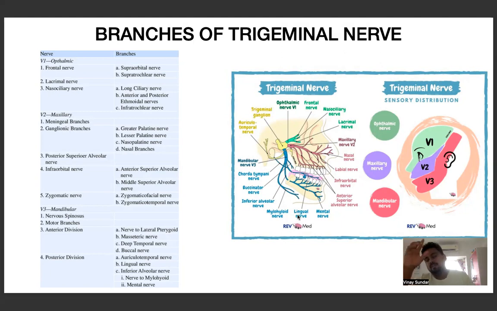So remember, ophthalmic, it's funnel, FNL. For maxillary, meningeal, they're going to the brain. Ganglionic, posterior superior alveolar, infraorbital, zygomatic nerve. So you need to know about maxillary, but more questions are asked towards mandibular nerve.